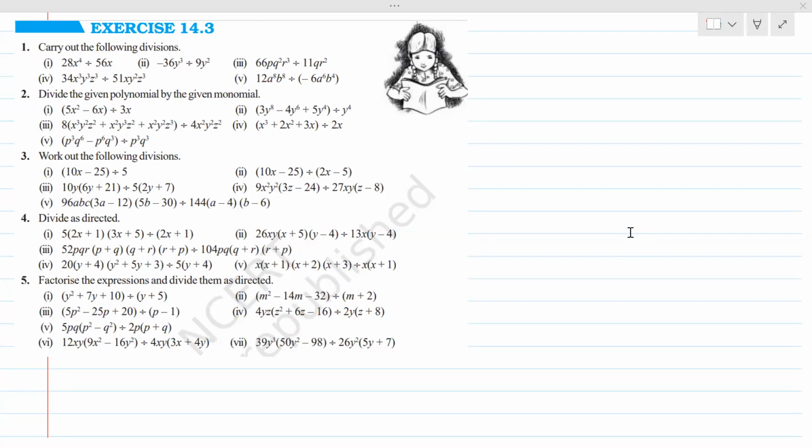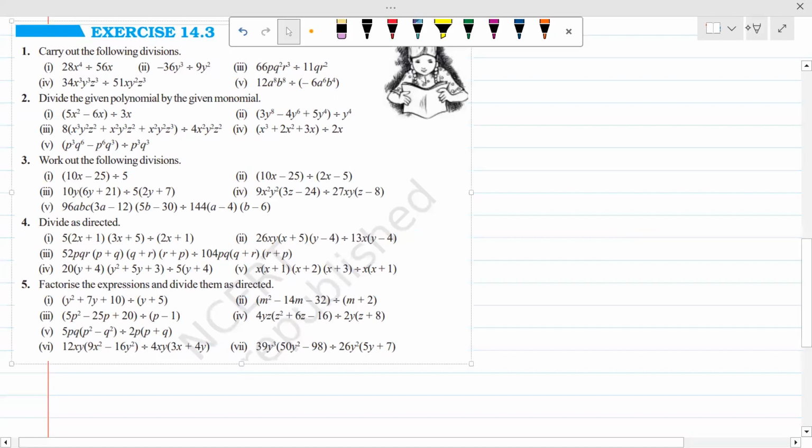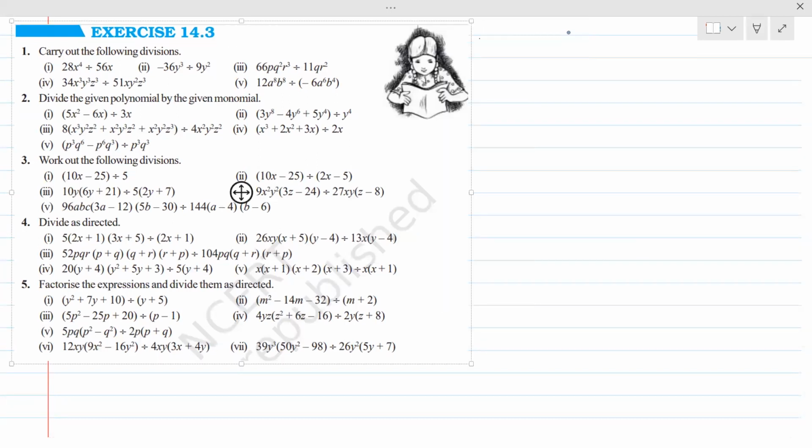Hello, students. This is the 14th chapter, remaining two exercises, 14.3 and 14.4. In this exercise also, we will see some of the parts from each of the questions. Okay, so let's take the first question. Answer first from exercise 14.3: you have to divide in all these questions.